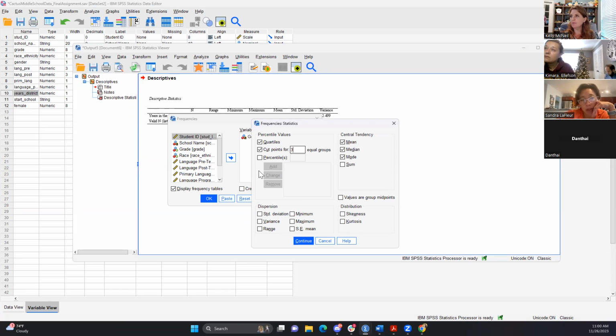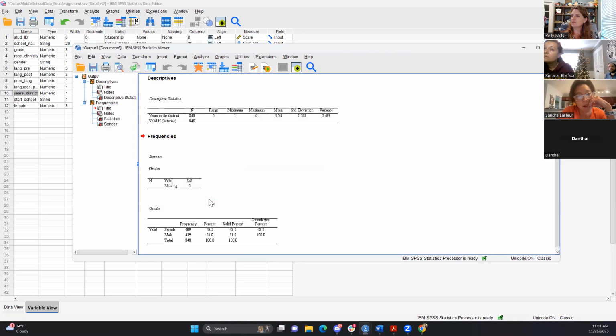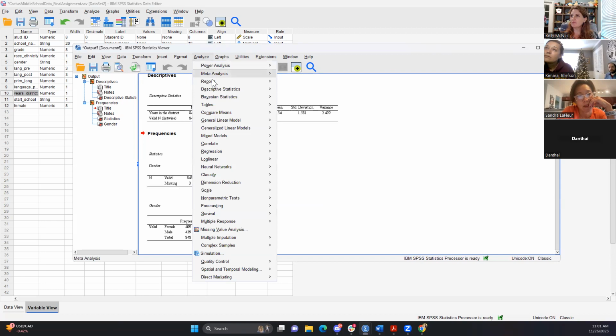Standard quartiles would be 4. Yeah, quartiles is 4. I like the cut points for 3 equal groups. That sounds kind of cool. You could try that. And wait, before you go, hit standard deviation. And then minimum and max. I don't know. Just see what it does. Oh, I did gender. I was on the wrong thing.